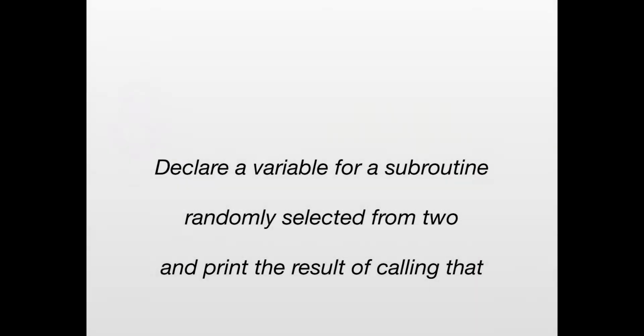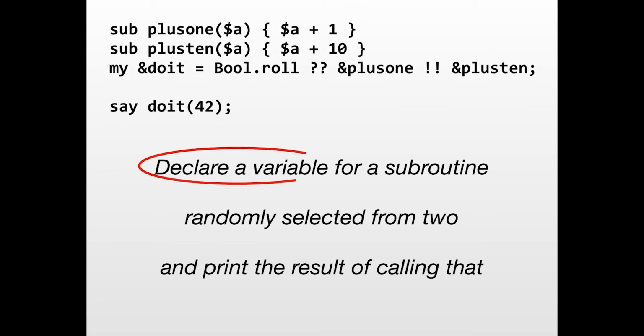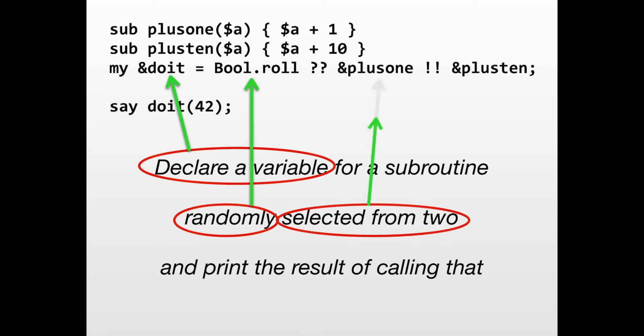So what if we want to declare a variable that can contain a subroutine randomly selected from two other subroutines and print the result of calling that? It looks like this. We declare a variable. Note that we use the ampersand as a sigil. We randomly select from two subroutines. Note that we refer to the subroutine here with the ampersand. If you wouldn't put the ampersand there, it would actually call these subroutines, and that wouldn't work because you would have to specify a parameter for it. And we print the result of that.